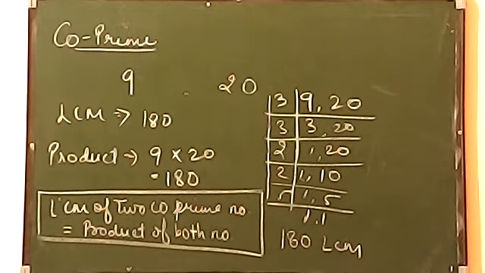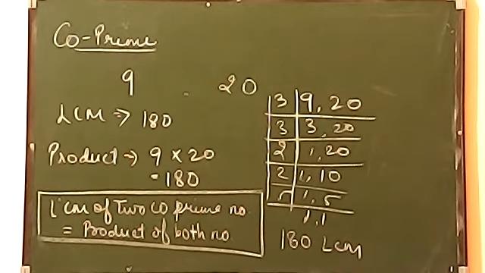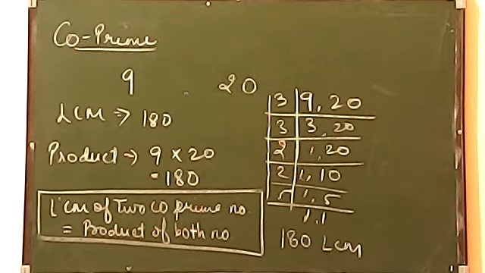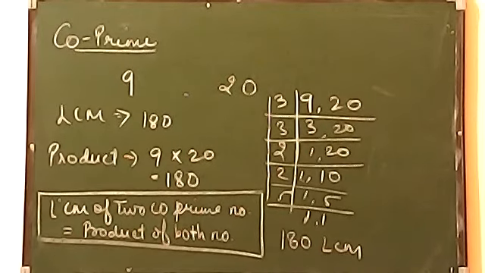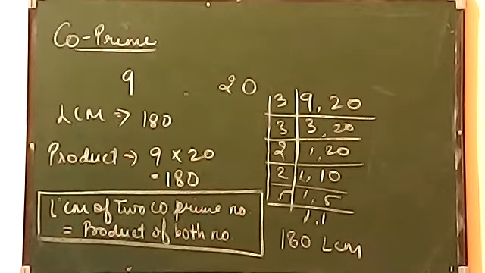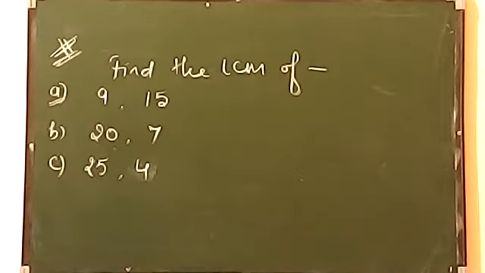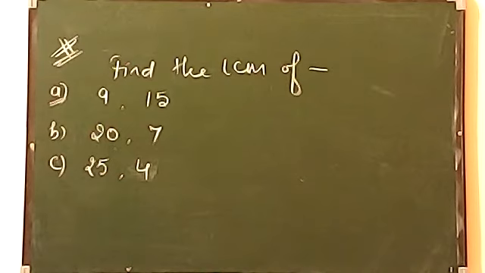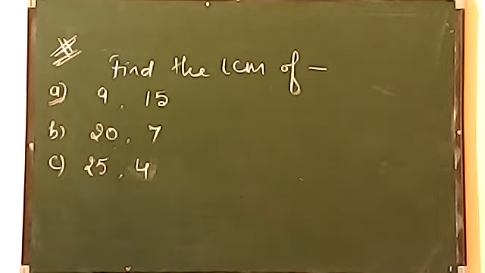Yes beta, why? So students, there are some pairs of numbers for which you have to find the LCM in each case. Now think which pair is co-prime and which pairs are not in the form of co-prime. What will be the LCM of these? So just try this out and then we will solve it.